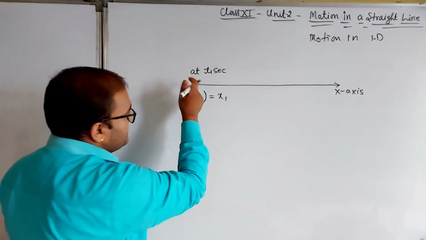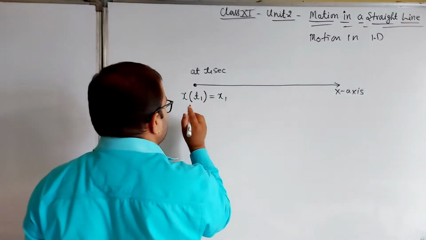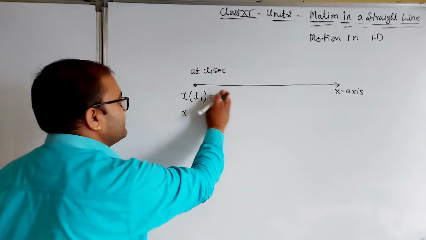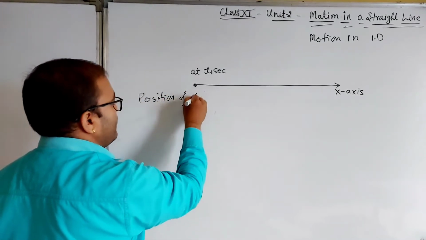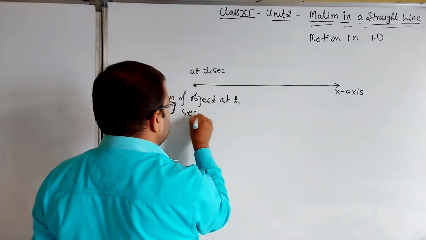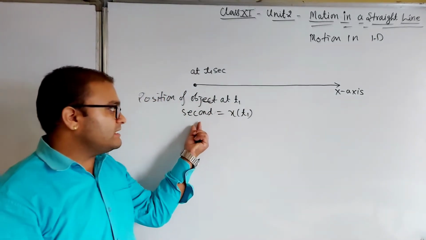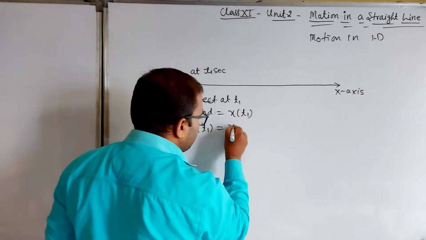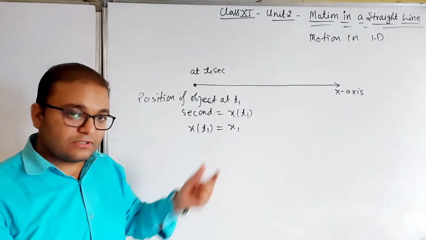Okay, but you can see, suppose the object is starting from the origin, means the beginning point. Suppose t1 is 0 second. So the position of the object at t1 second, I am explaining in detail, we can write as x(t1). Position of object at t1 second means x(t1). We can also write x(t1) equal to x1. This is the meaning. Position of object at t1 second we can write as x1. Okay, x(t1) equal to x1.